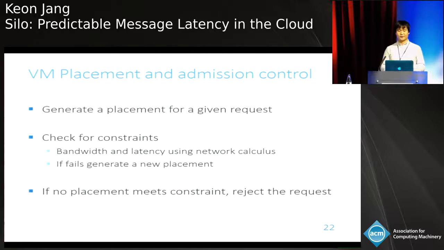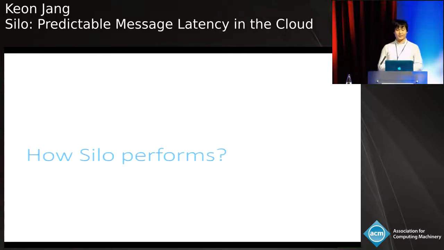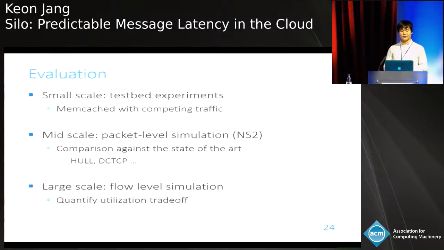And if those constraints are not met, we move on to the next placement. And at the end, if we cannot find any placement that meets the requirements, we simply reject the tenant request. So now I move on to the evaluation. We evaluate Silo using 3 ways.